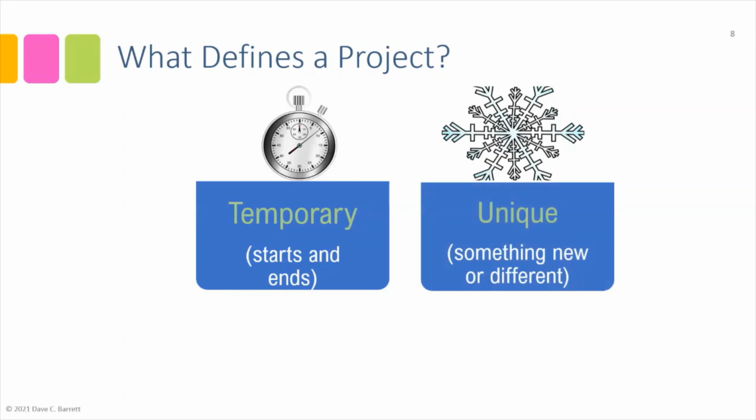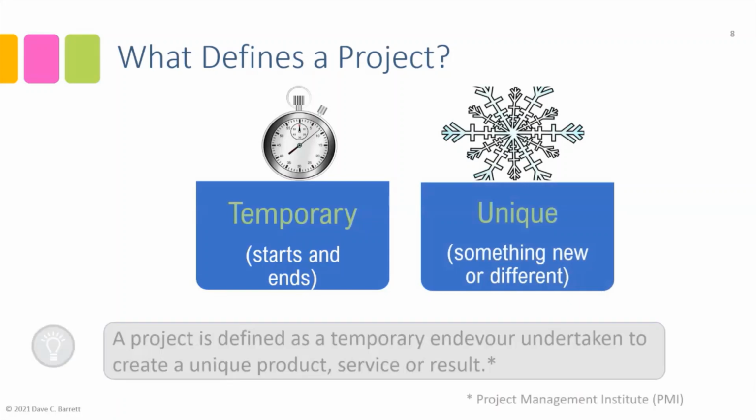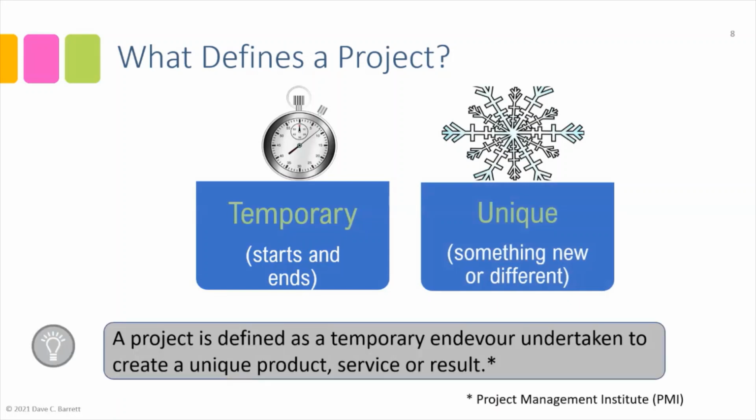It produces something new or different. It's not producing a production line of things. It's producing unique outputs that come out at the end of a project. And so that's something to very much keep in mind. Now, key idea, a project is defined as a temporary endeavor undertaken to create a unique product, service, or result. This is the definition provided by the Project Management Institute, or PMI.